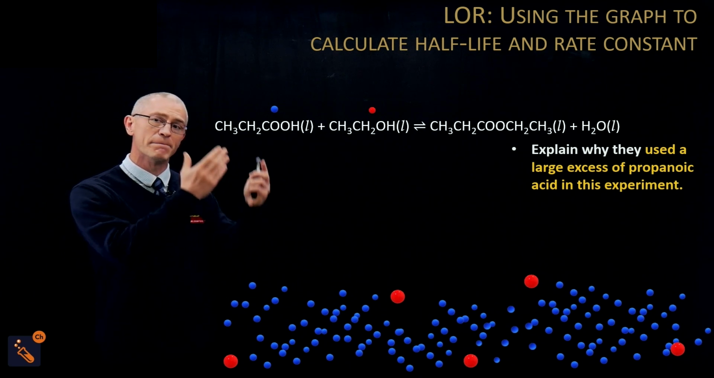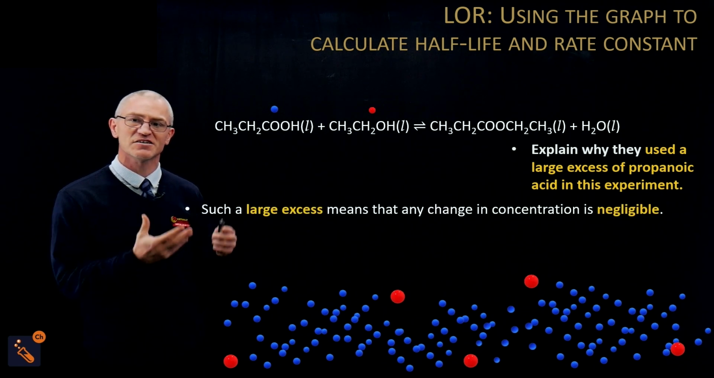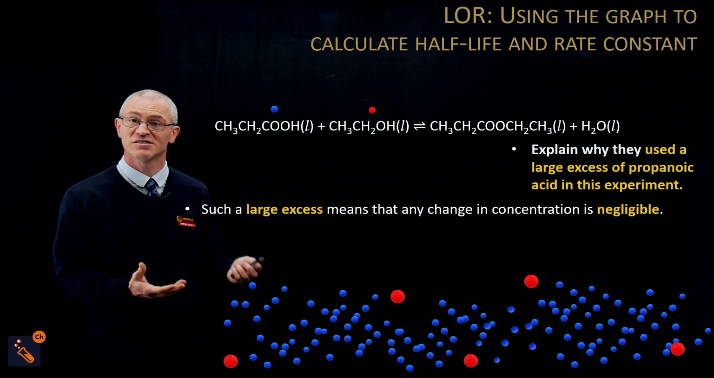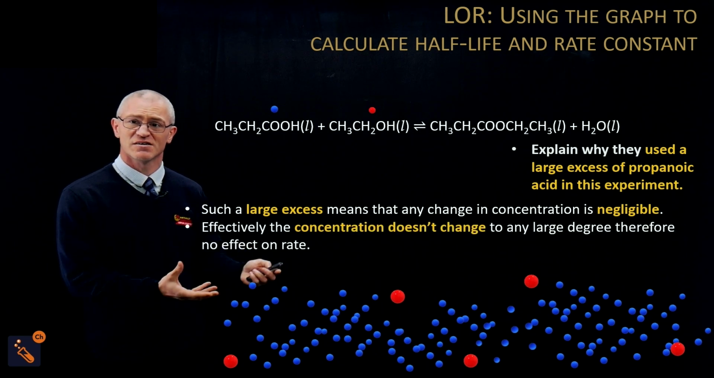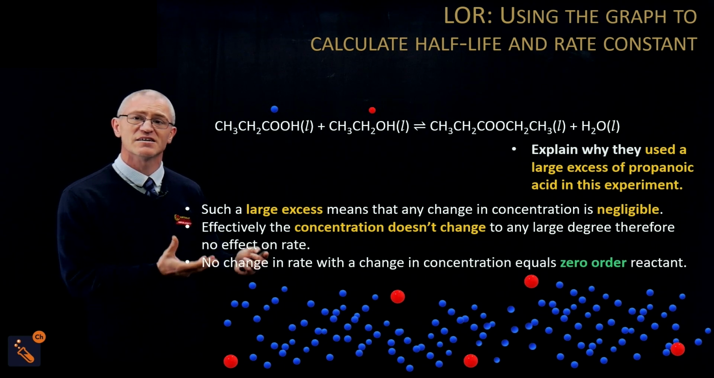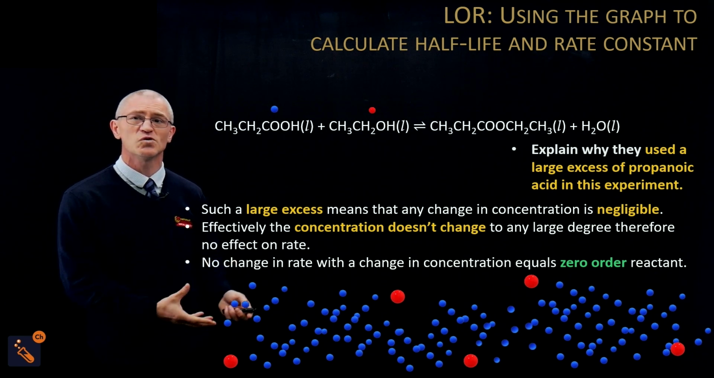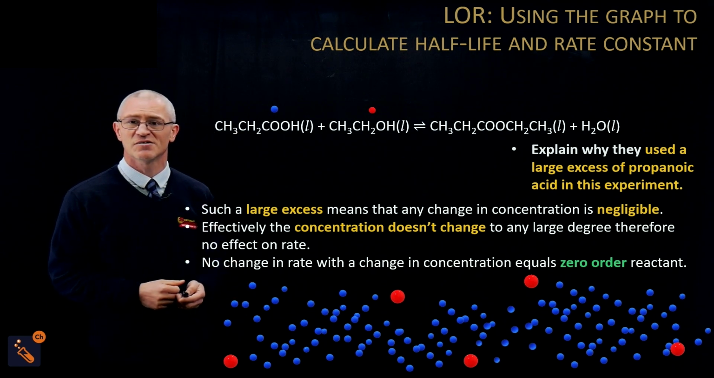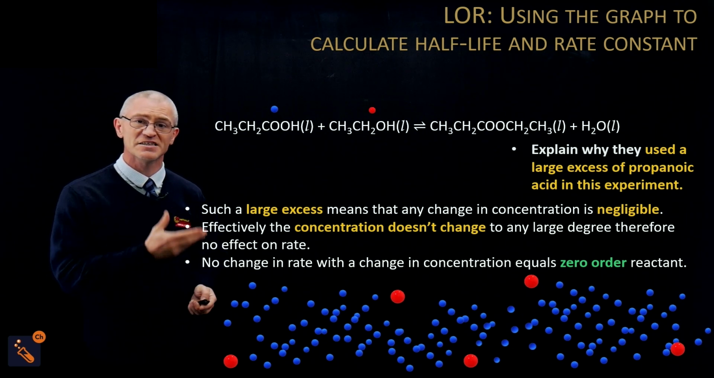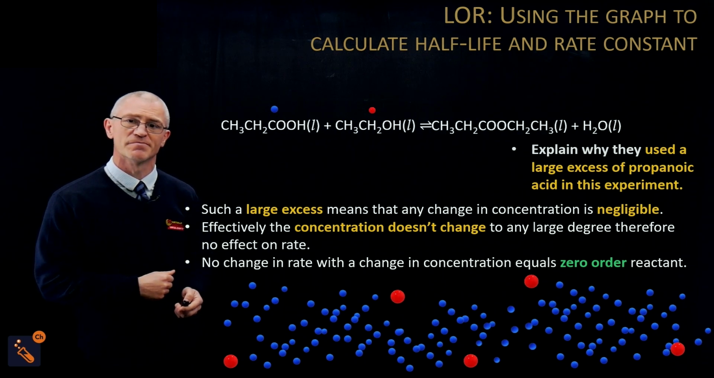And you do that by putting it in a very large excess. So like I said, such a large excess means the change in concentration is negligible. Effectively, the concentration doesn't change to any large degree, and therefore no effect upon the rate. And no change in rate, the change in concentration equals zero order reactant. So you're forcing this acid to become a zero order reactant, even if it's not naturally so. And these are exam answers, so be very aware this could come up.